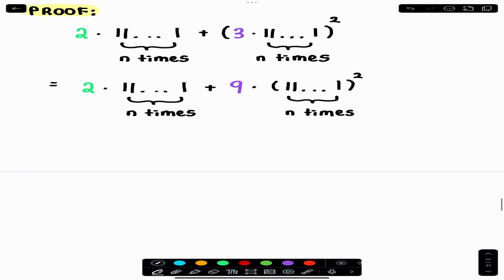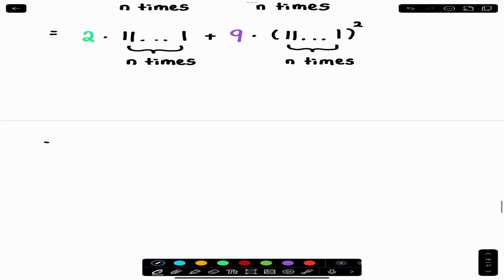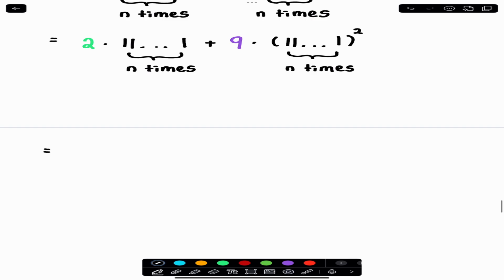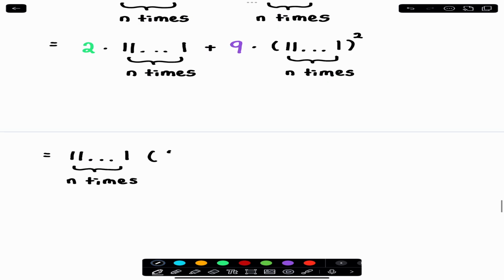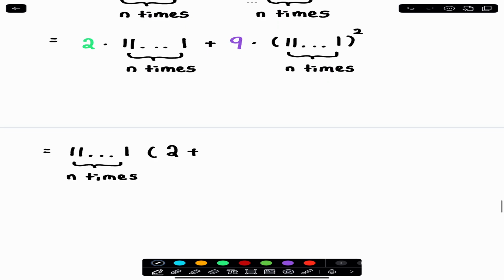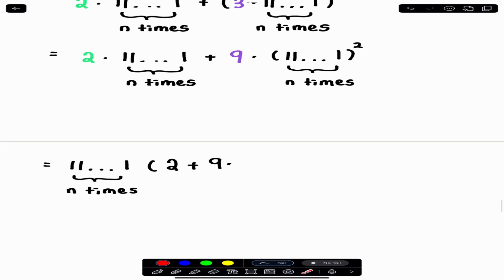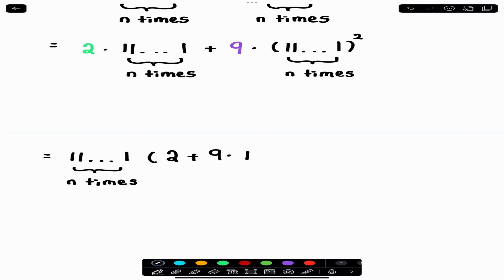And now let's go ahead and pull out a common factor of n copies of 1, so Rn, the nth rep unit. So from our first number we have 2, and then we have 9 times, well, this whole thing was being squared, so really we have another copy of n ones inside.